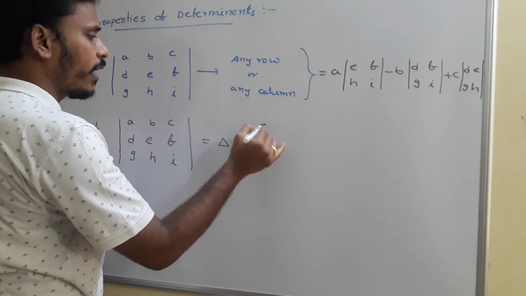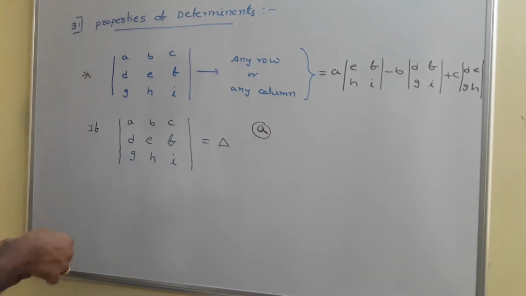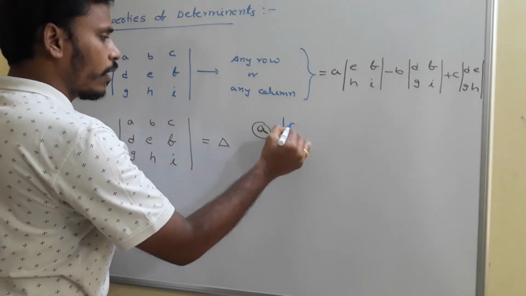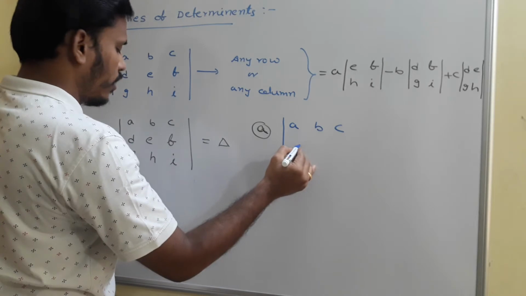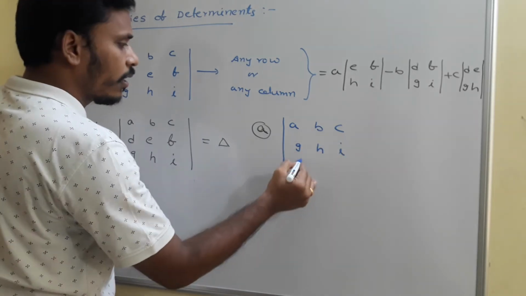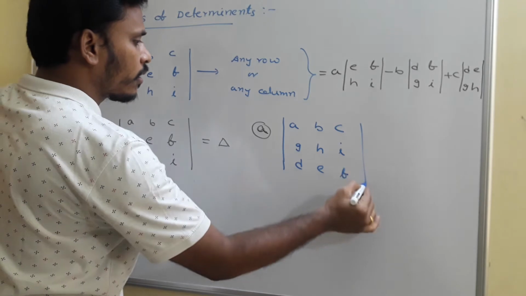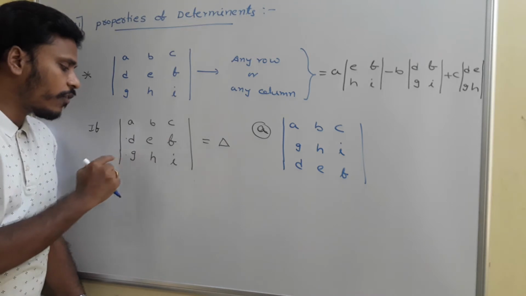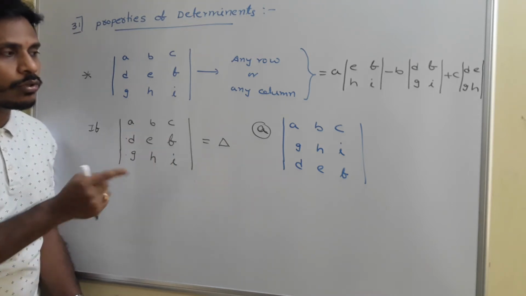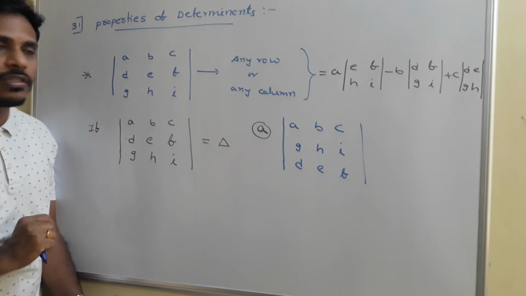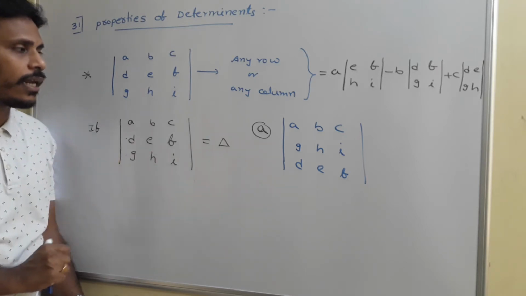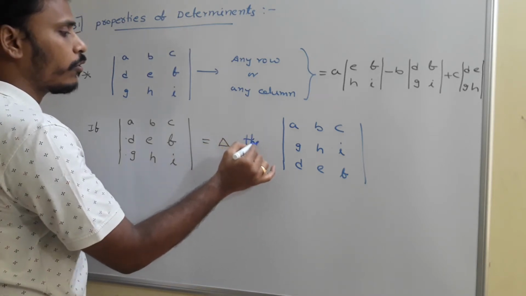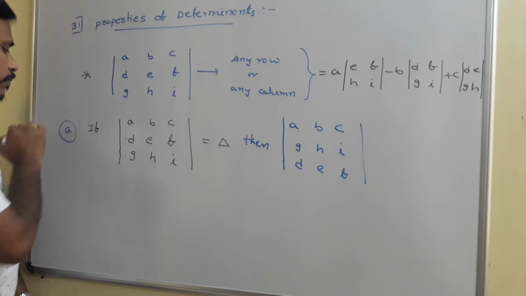For the first one, you may take it as A. What can we say about the determinant of A, B, C, G, H, I, D, E, F? Just think about it. I am interchanging these two rows. The second row is D, E, F and the third row is G, H, I, but here the second row has G, H, I and the third row is D, E, F. If the original determinant value is delta, then what can we say about this determinant with rows A, B, C, G, H, I and D, E, F? Just think about it, in terms of delta.